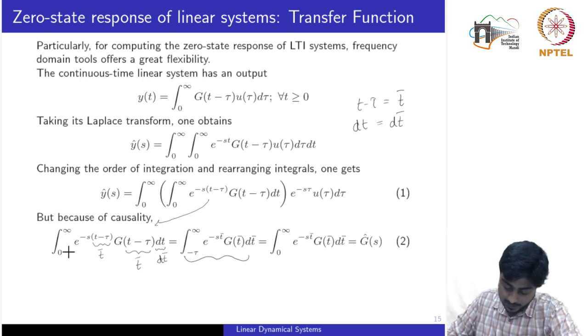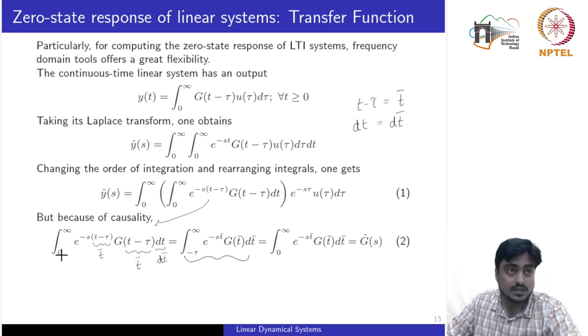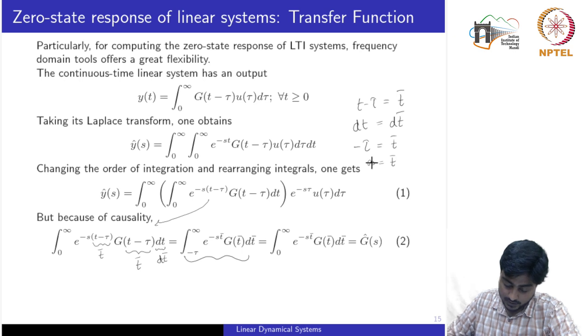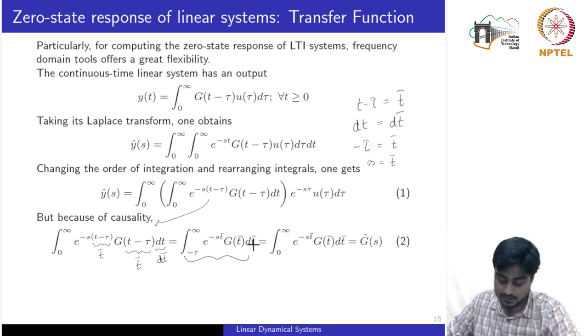Now if we look at the limits, if I put t equal to 0 at the lower limit, we would have minus tau as the new lower limit, and if I put in infinity, it would be infinity. So the limit from 0 to infinity changes to minus tau to infinity if we do this integral over t bar, right?